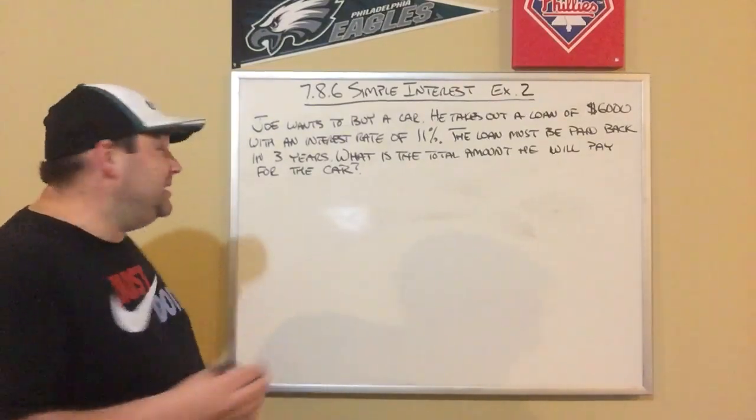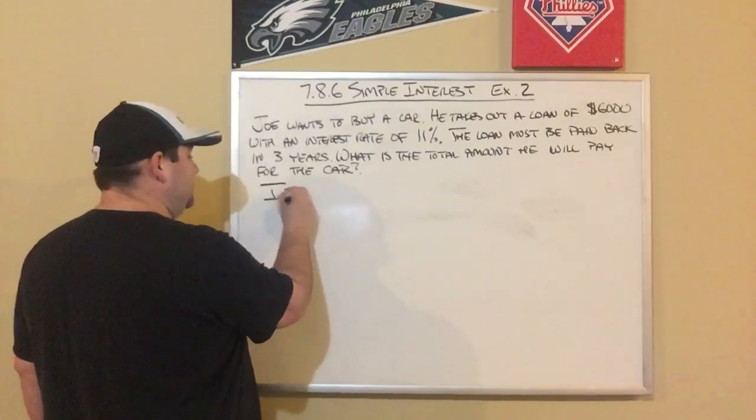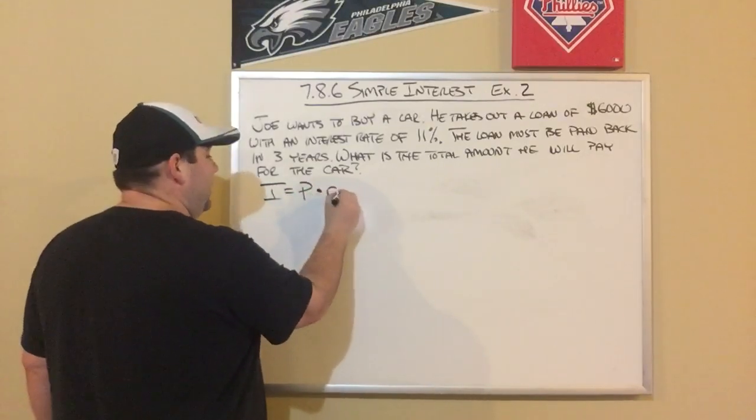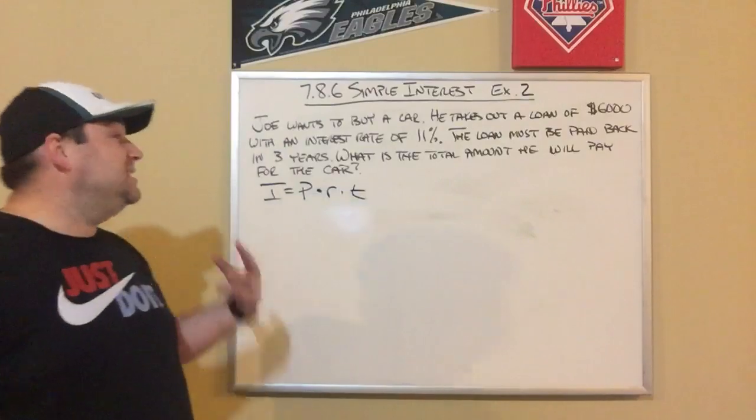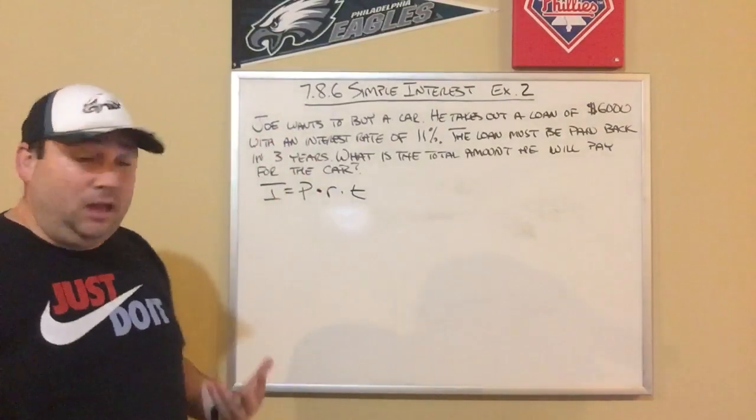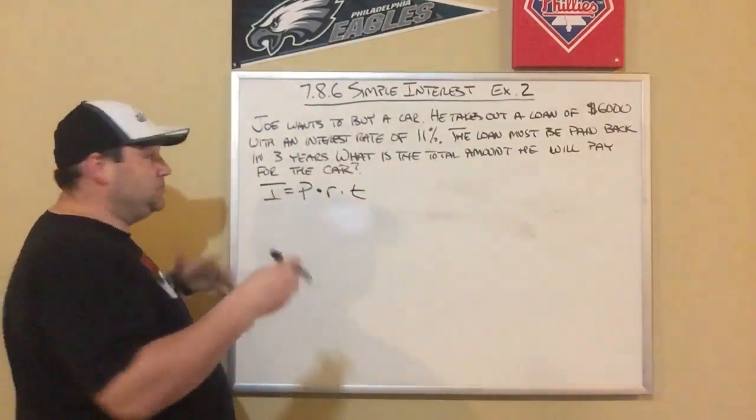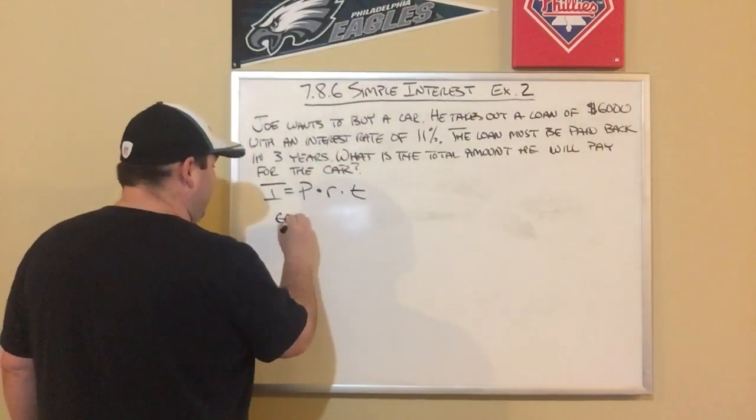So the formula is still the same. It's still the interest equals the principal times the rate times the time. So in this case, when you're borrowing money, when you're talking about a loan, the principal is the loan, how much was borrowed. So that's going to be $6,000.